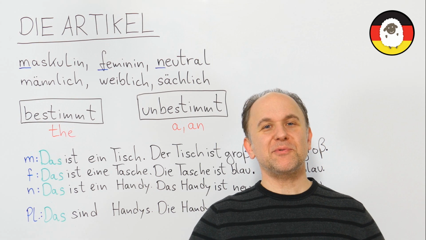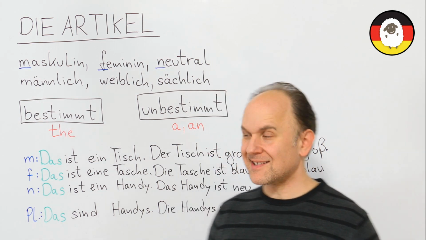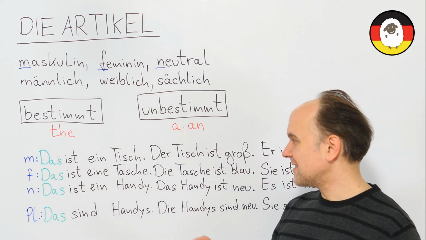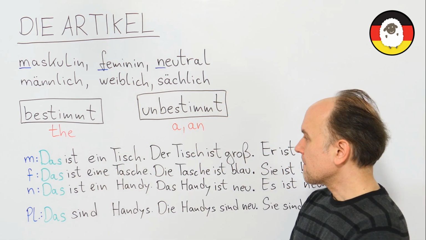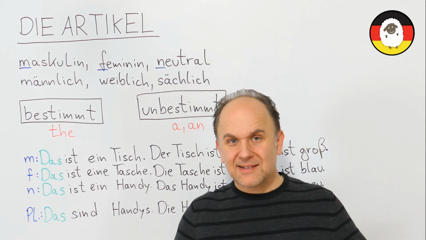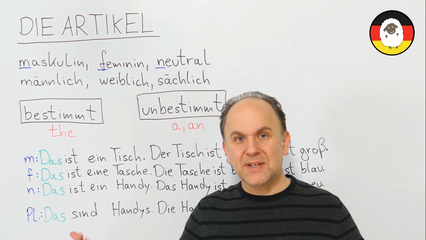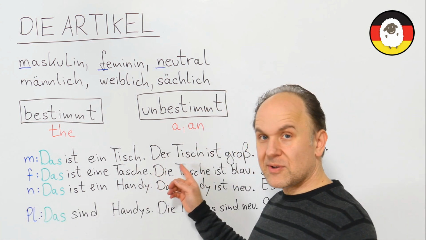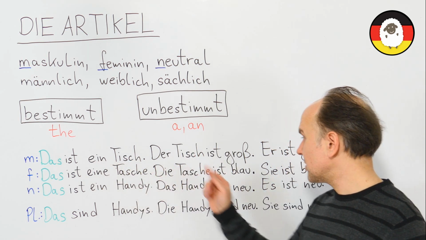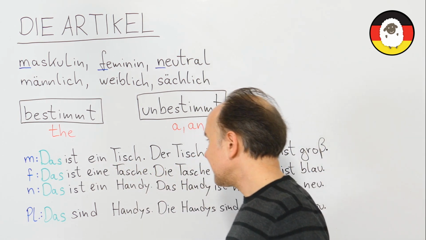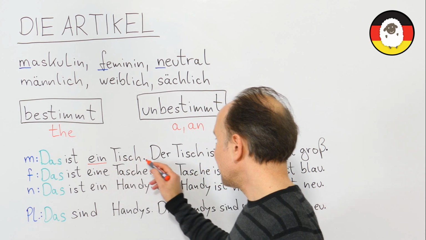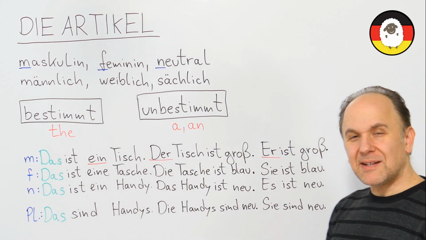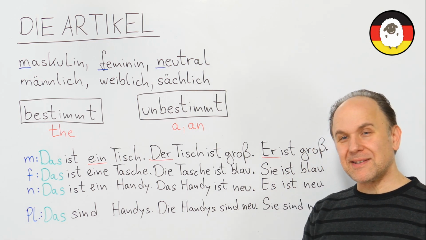Now this is where it becomes really interesting. Let's take a look at things. Das ist ein Tisch. This is a table, or that is a table. Okay, a table obviously is not alive. It's something. In English it would be it, okay? But it's der Tisch in German. Der Tisch. Ein Tisch. Der Tisch ist groß. Er ist groß. Okay? We say, er ist groß. He is big. This is a table. He is big. That's how we speak.